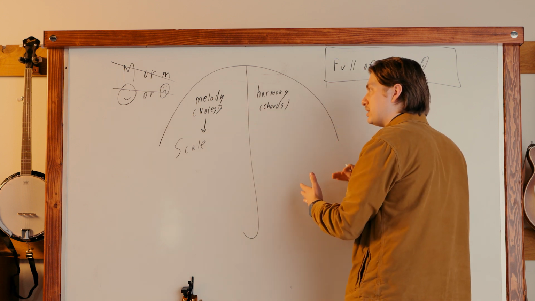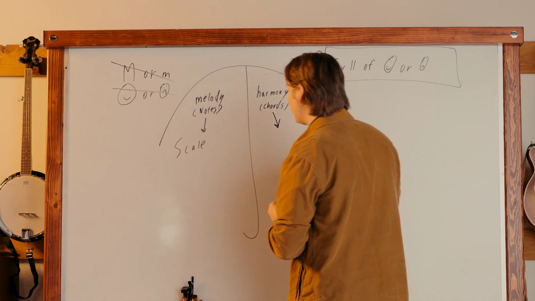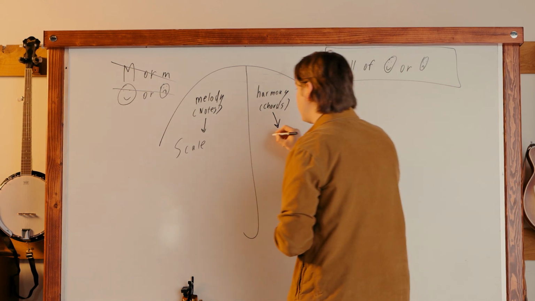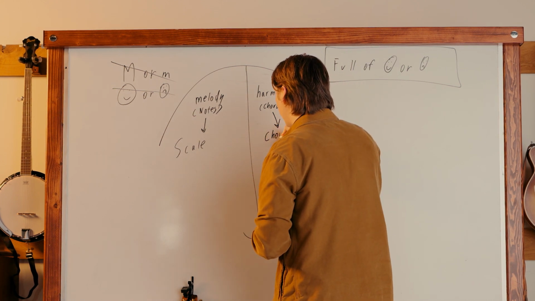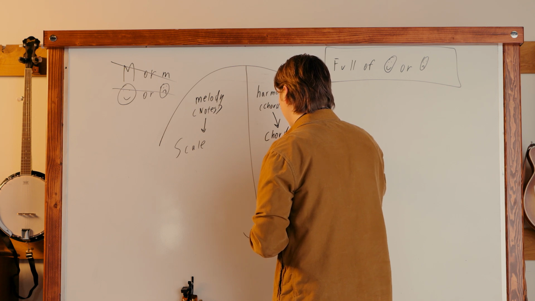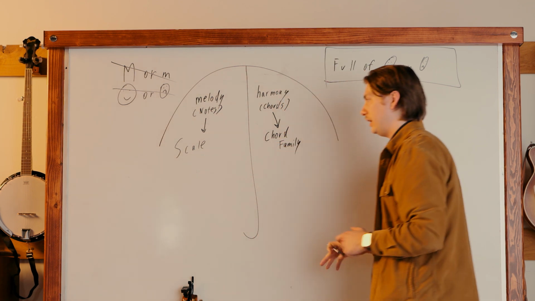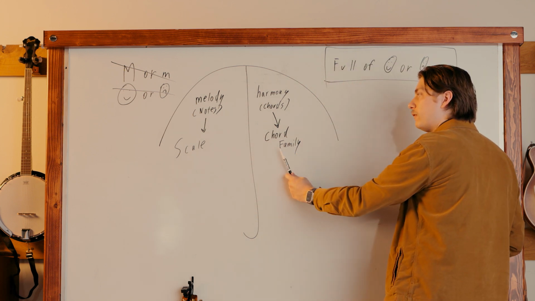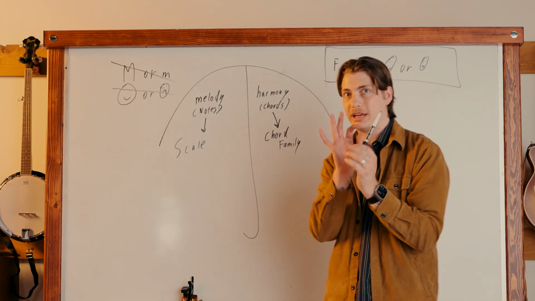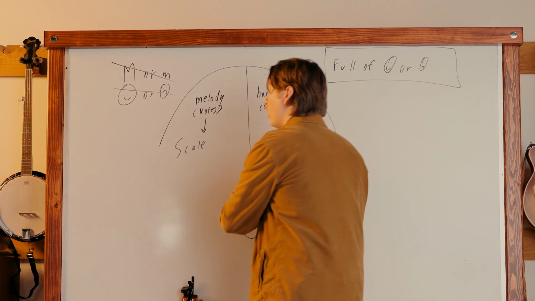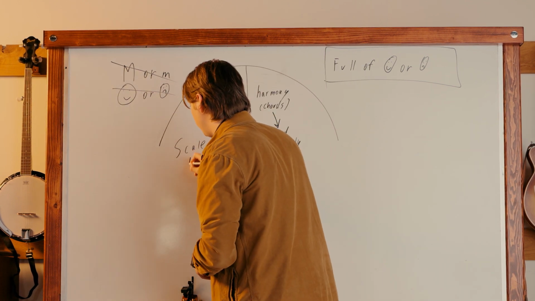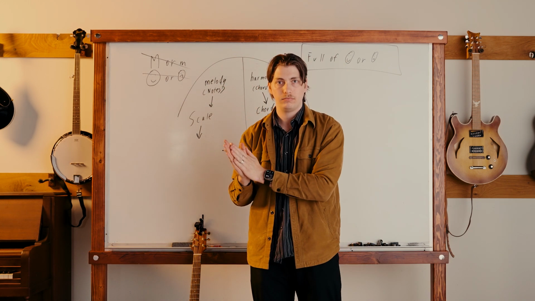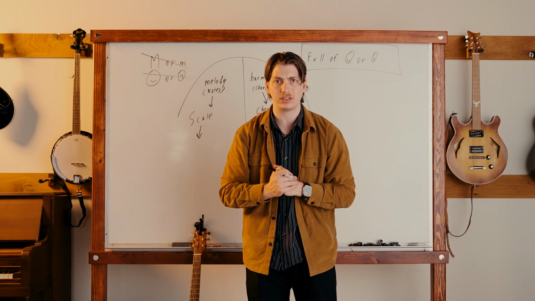On the harmony side, we're going to have the same thing as a scale. It moves from low to high, except we call this a chord family. So say this word, scale, and then say this word, chord family. I promise you, this will make sense in just a little bit. Now, on the melody side of things, this is where the Nashville Number System comes in. Can you say Nashville Number System?